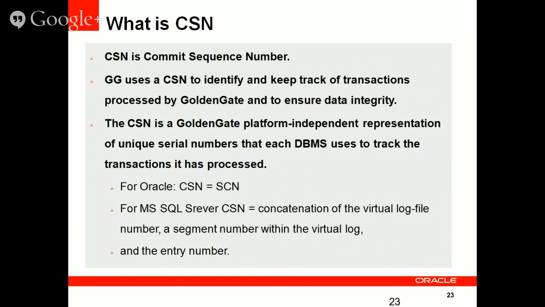Basically, the CSN number is equal to the SCN number. SCN is the system change number, and CSN is called the commit sequence number. For MS SQL Server, CSN is equal to a concatenation of the virtual log file number, a segment number within the virtual log, and the entry number. So the CSN number plays a big role.